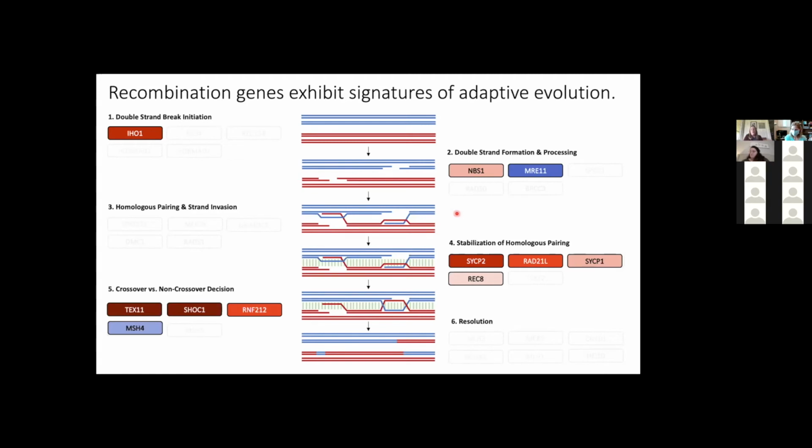And we saw quite a few genes with evidence of positive selection, where some set of codons within those genes have elevated levels of non-synonymous substitutions.